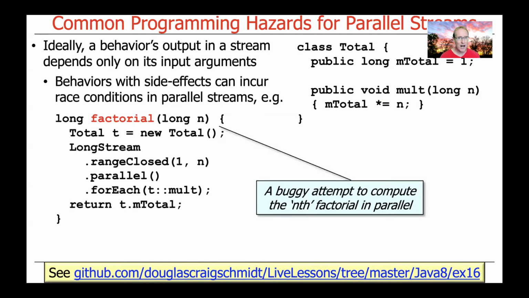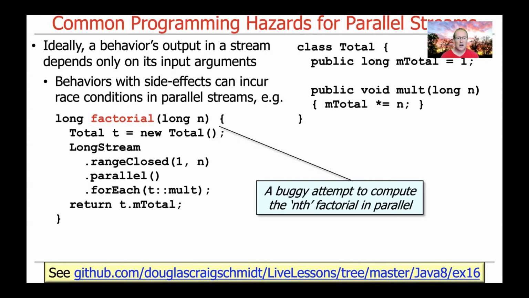There are other kinds of problems as well. Race conditions are not the only problem, but they're a good starting point to get comfortable with the concept that things can go wrong. Here's a very simple example to illustrate the concept of race conditions in parallel streams.